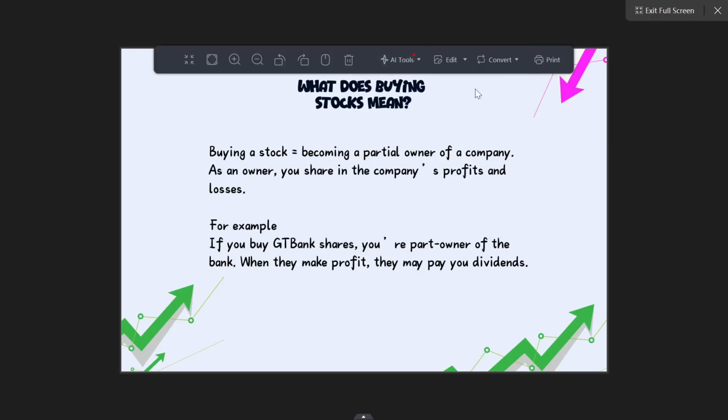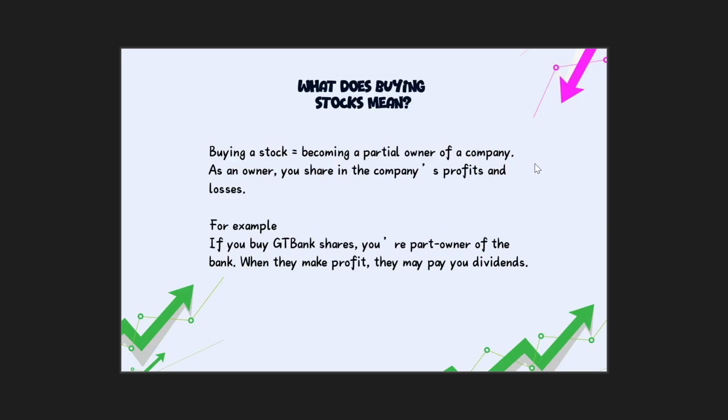So buying stocks is becoming a partial owner of a company. As an owner, please pay attention to this: you share in the company's profits and losses. If you get shares from Total oil company, when you get shares from there, if Total does not do well, your money does not do well also. That's why they say you should put your money in companies that have structure, that have a track record.